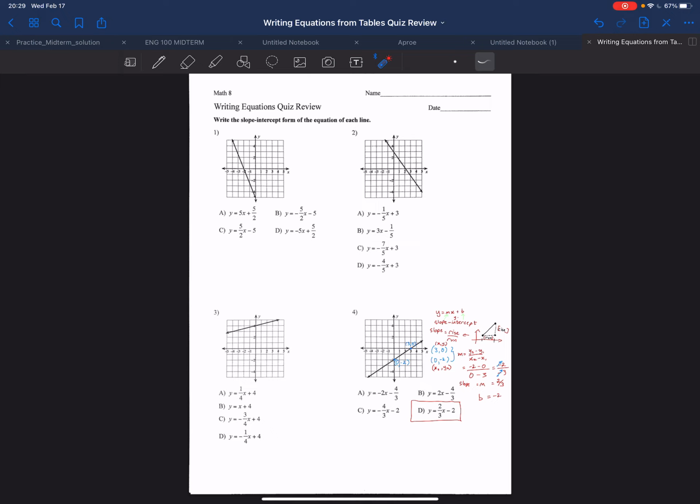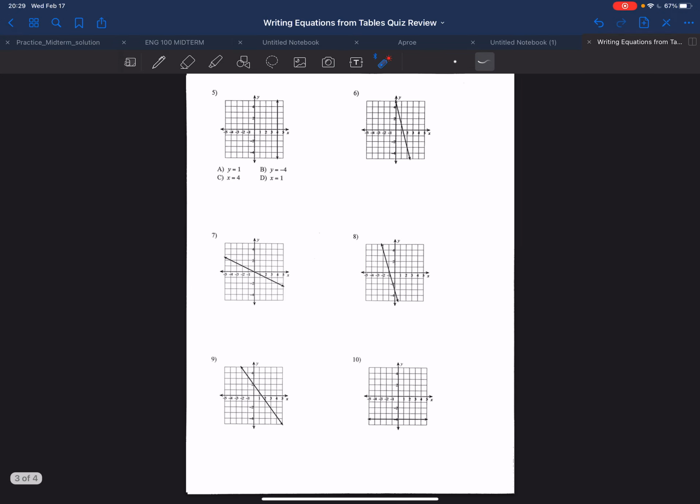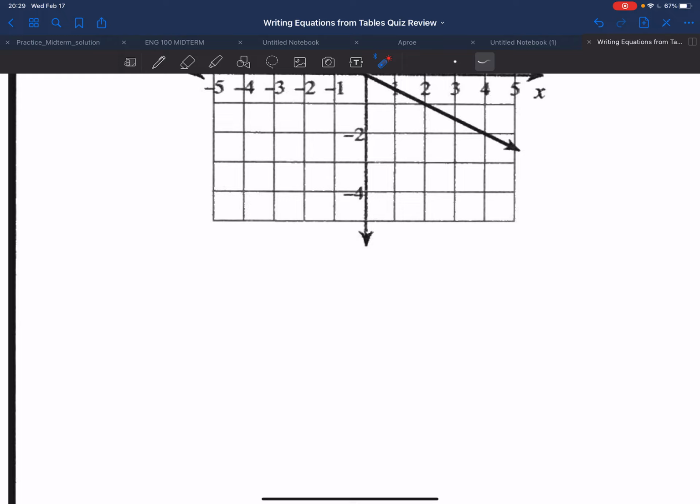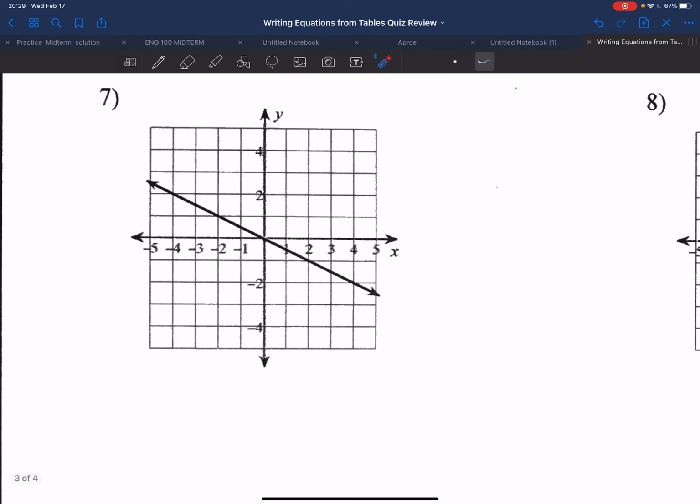So, well, we're given these options to choose from. How about for something like number 7? What do we do here? There's no options, there's no A, B, C, or D. How do we handle this? Well, same kind of philosophy. We have to pick a couple points that are on this line right here.